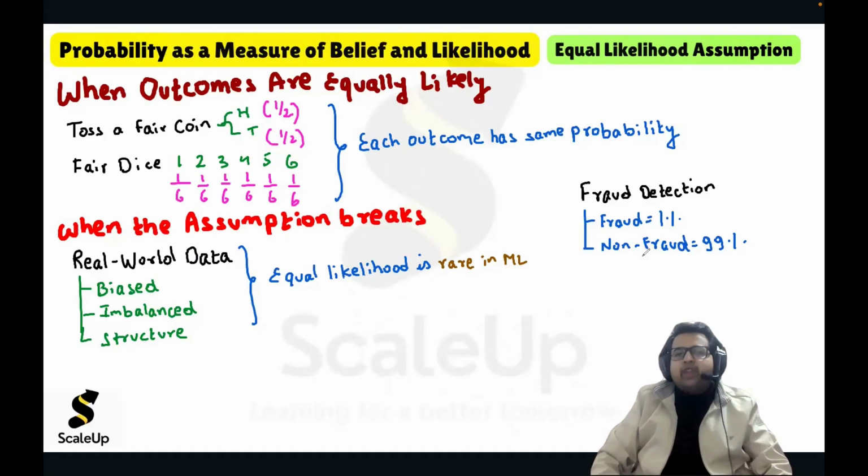So we have to be very careful. We cannot use the equal likelihood assumption in machine learning because here the data is highly imbalanced, and very easily we can see that the probability of getting a non-fraud sample is very high compared to the probability of getting a fraud sample.